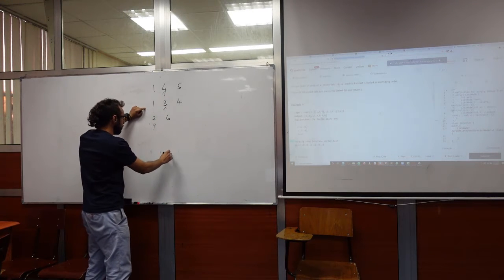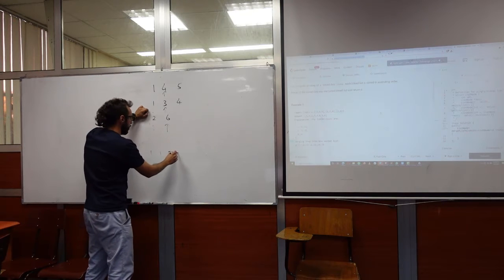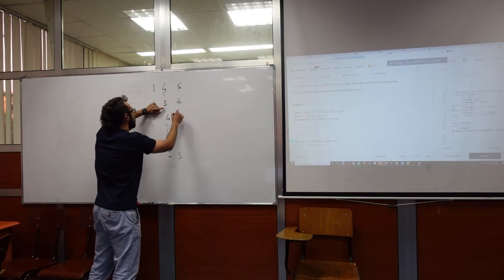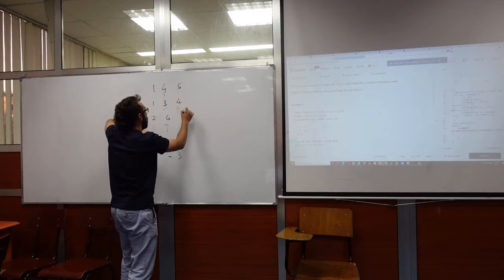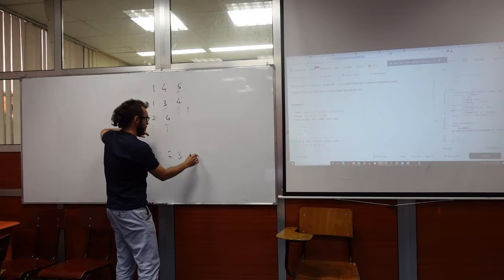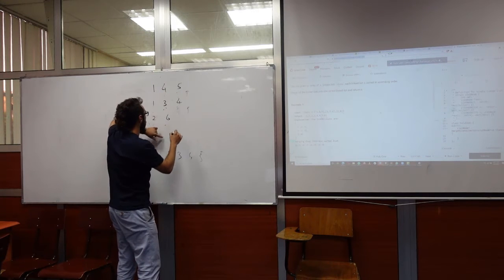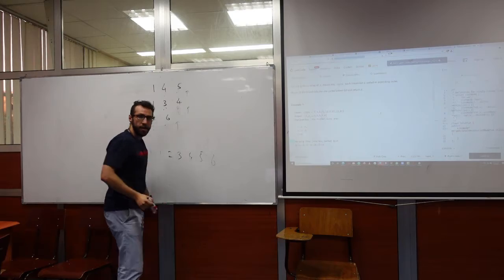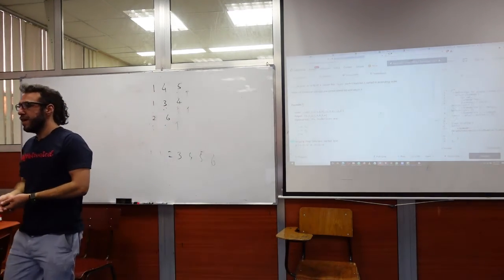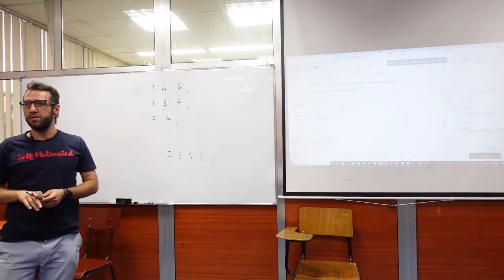We do the same thing, we get 2. This guy is moved to here. We do the same thing, we got 3. We do the same thing, we got 4. 5. And then 6. And once we exhaust all the lists, it means we are done. Is everybody clear with this approach?